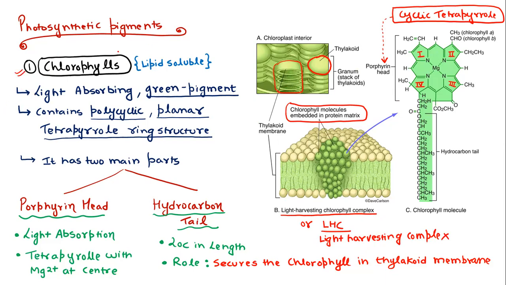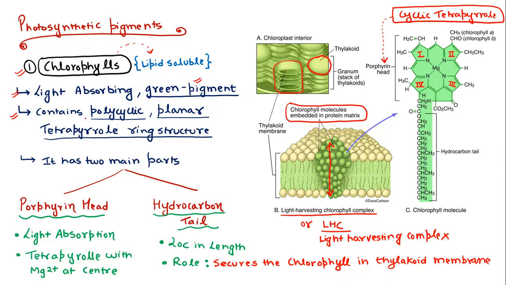Chlorophylls, first of all, are considered to be lipid soluble pigments. As clearly seen by their hydrophobic nature, they are able to arrange themselves across the thylakoid membrane. That's only possible when they are lipid soluble, because like dissolves like as per the rule of chemistry. The next property is that they are light absorbing. Obviously, it's a light absorbing pigment, but along with that, it's a green colored pigment, right?